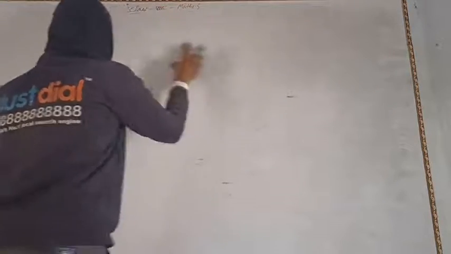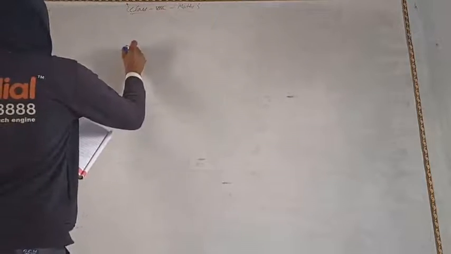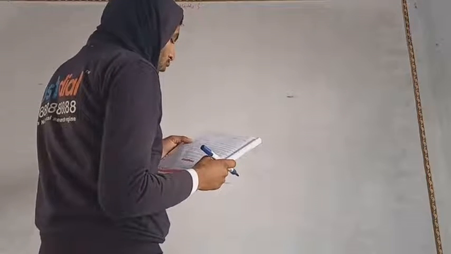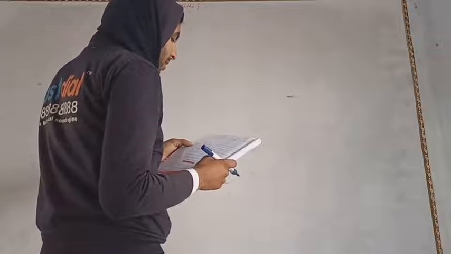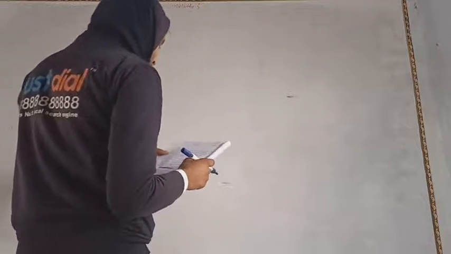Next, here is problem number 5. In problem number 5, you are given: find the height of a cuboid whose length and breadth are 15 meter and 20 meter respectively. The volume of the cuboid is given.